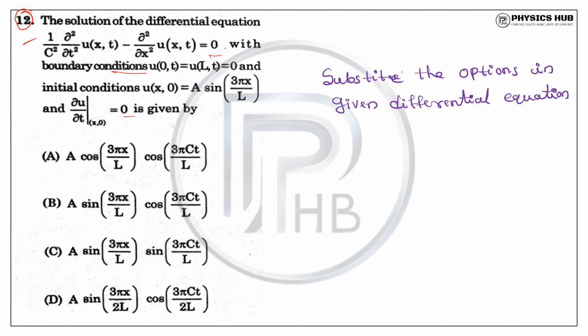If this type of question comes, what you have to do is substitute the options in the given differential equation. Whichever option gives the answer equal to 0, that option is the correct answer. So here option B will give the answer equal to 0. So the correct answer is option B.